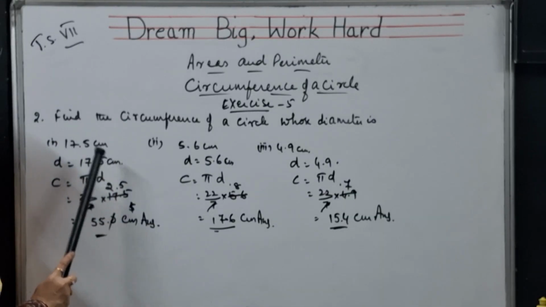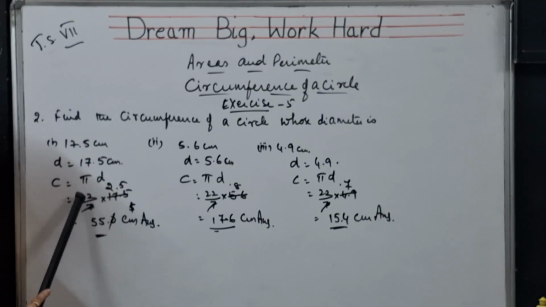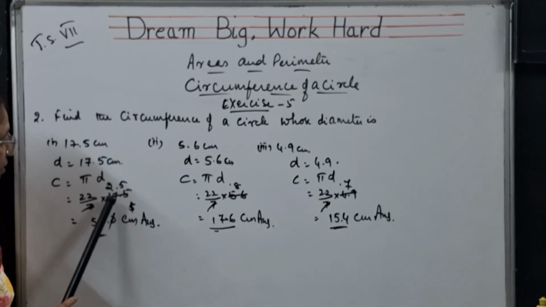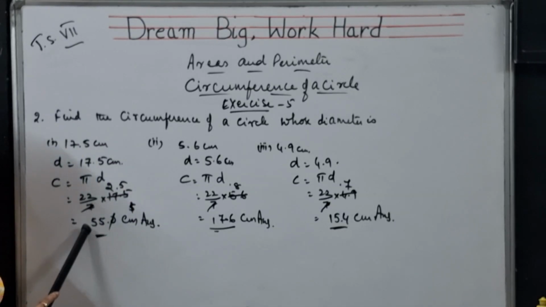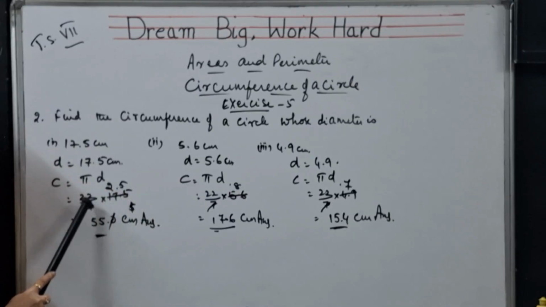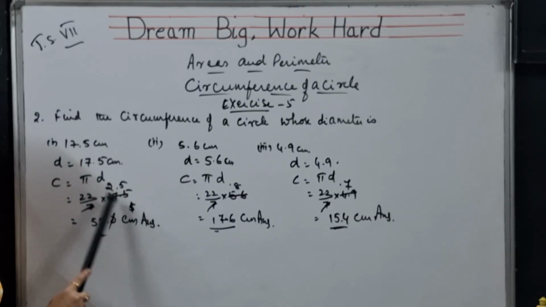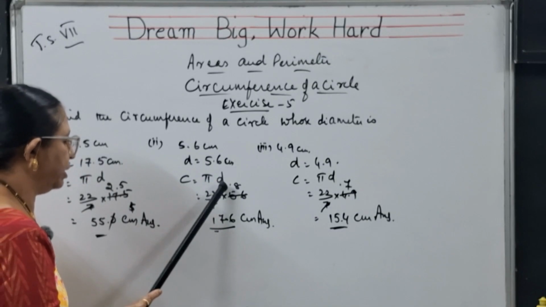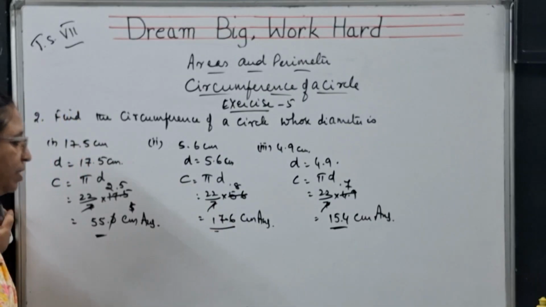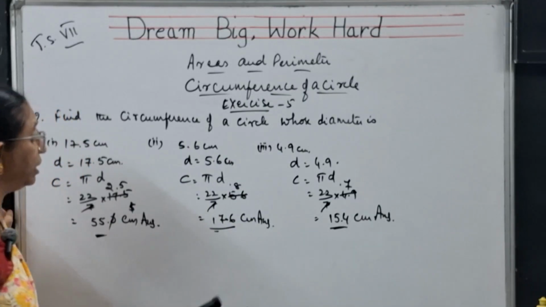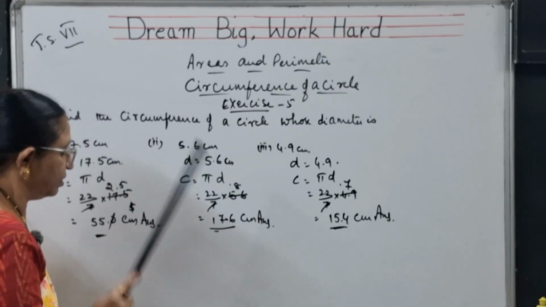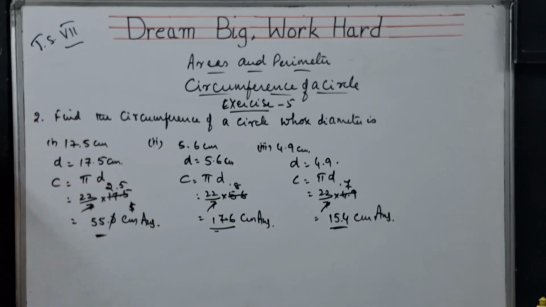So diameter is 17.5. See, circumference is pi into d, 22 by 7 into 17.5. 7 twos are 14, 7 5s are 35, 2.5. So 2.5 into 22, 25 twos are 50, 25 twos are 55, 55. So before one digit decimal, so 0 will get cancelled. Similarly, here d is 5.6, pi into d, 22 by 7 into 5.6. 7 8s are 56, so 0.8, you will be getting 0.8 into 22. 8 2s are 16, 16 1 17, 17.6 centimeters.